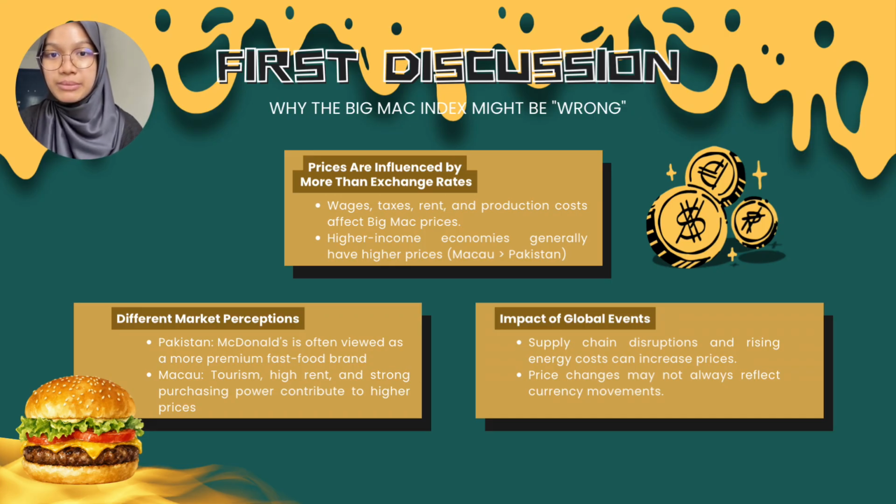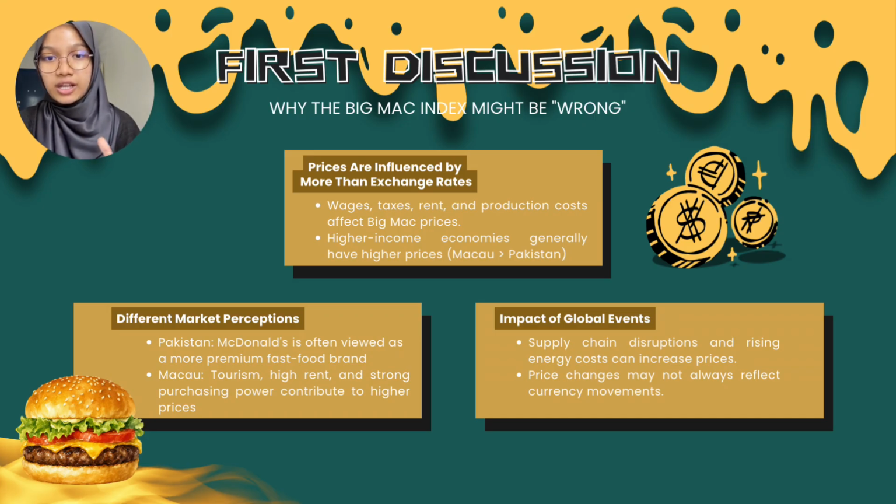So the next one is the market condition, in which market conditions vary across countries. In some places, McDonald's is viewed as an affordable fast food option, but for others, it is seen as a premium brand. This difference in perception can influence how McDonald's sets its prices.